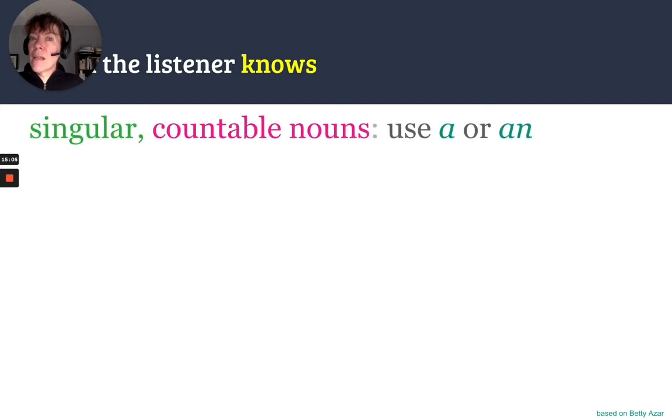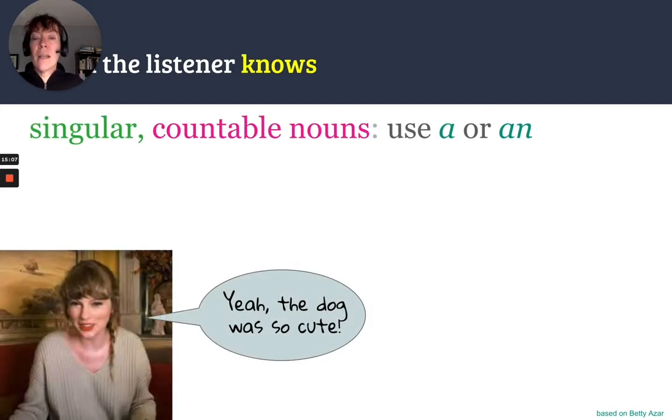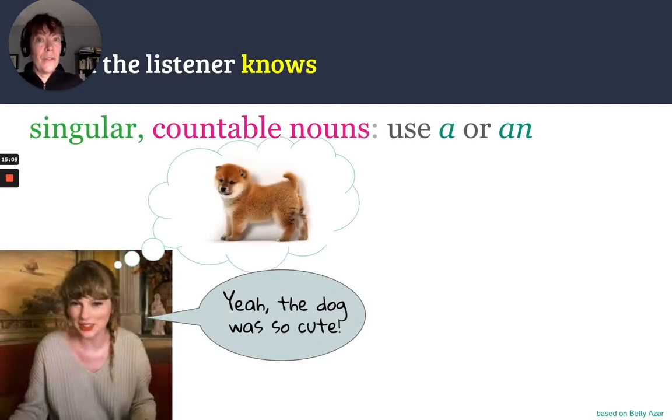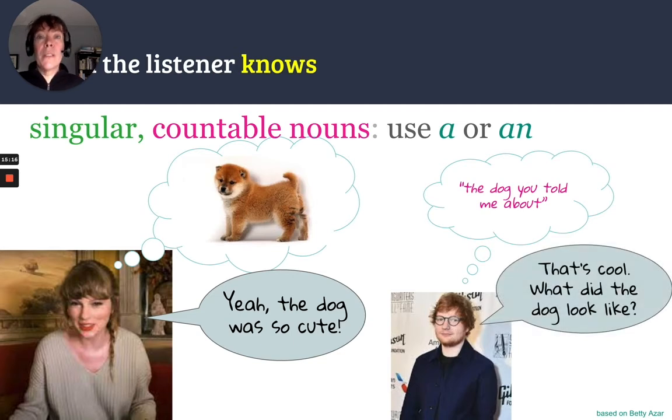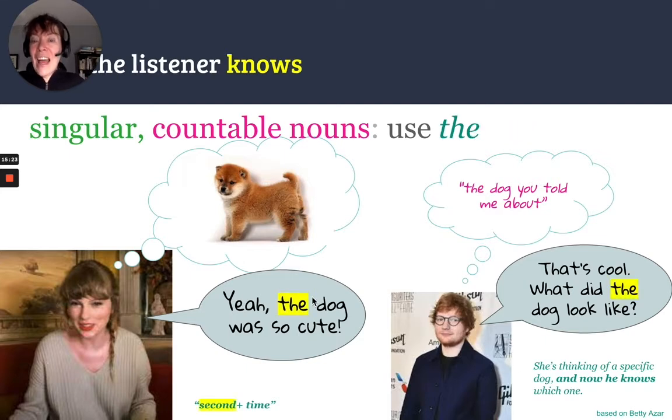Now, the second time, she says, yeah, the dog was so cute. Okay, now he knows. The dog you told me about. That's cool. What did the dog look like? So, she's thinking of a specific dog, and she knows that he knows, so she says the. He knows she's talking about the dog she saw in the park yesterday, so now he switches to the. Remember, this is the second time you use the.